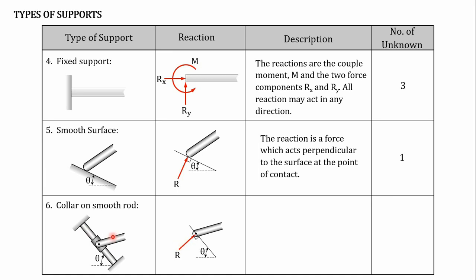It can be either like this or like that. Basta tandaan nyo, basta collar class, free to move lang siya along the smooth rod. So the reaction is a force which acts perpendicular to the rod. Ito yung reaction natin and then perpendicular to the rod. Ito yung rod natin class. So number of unknowns is 1. Okay, next.